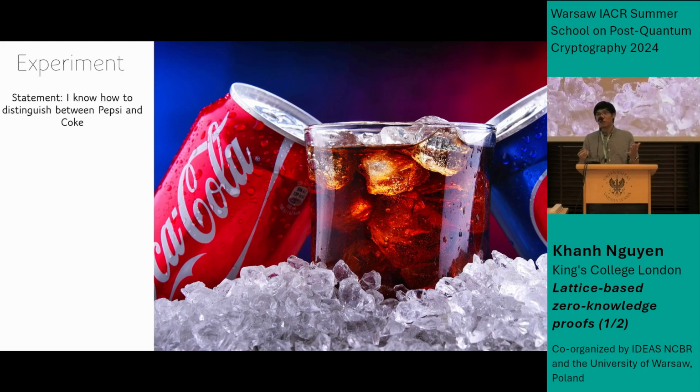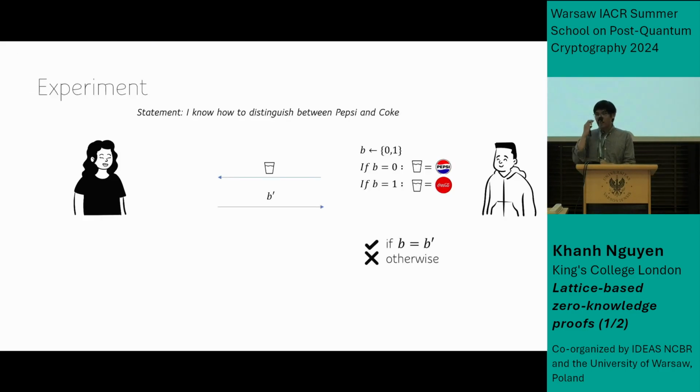Now we turn to a very simple example, so let's start very simple. We have this experiment. There's a statement like, I know how to distinguish between Pepsi and Coke. So maybe can you raise your hand if you prefer Coke over Pepsi? Okay, cool. And can you raise your hand if you think you can distinguish Coke from Pepsi? Which should be the same, right? Okay, decent number of people.